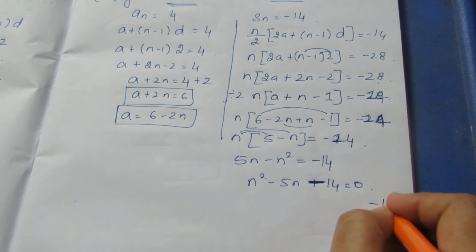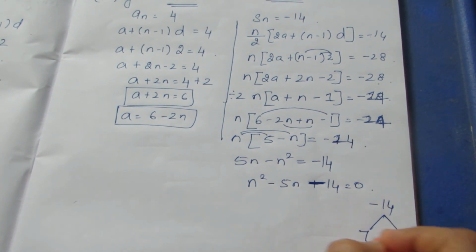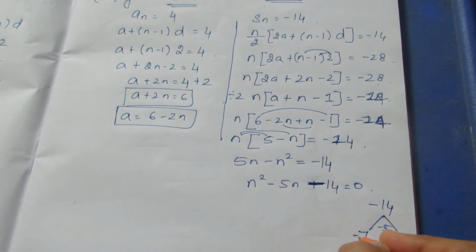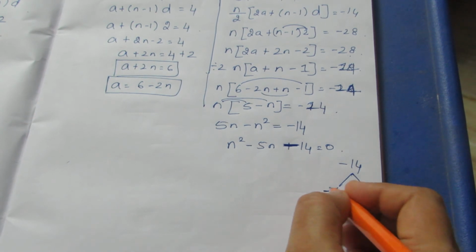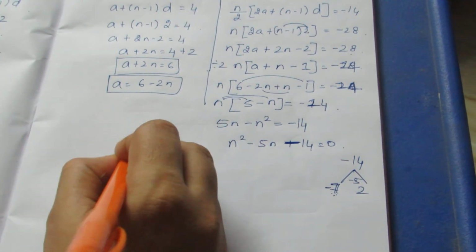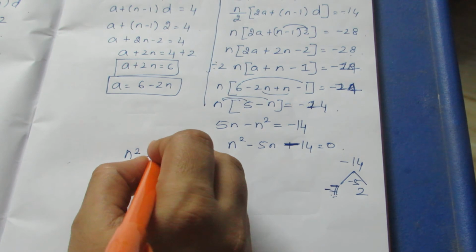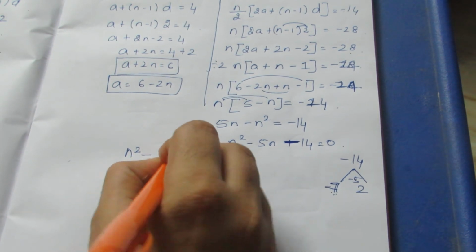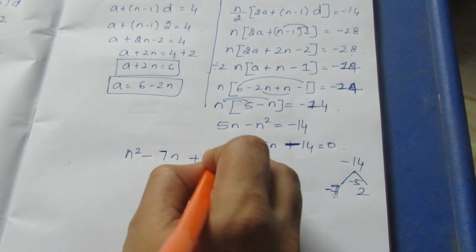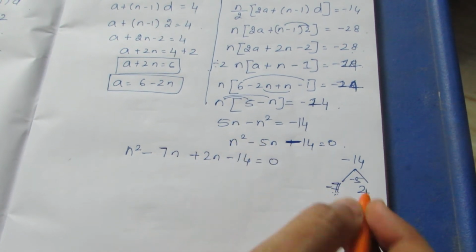Split 14. Splitting 14, I get 7 twos are 14 to get minus 5. Here put the sign to the greater number. The greater number here is minus 7. So write the equation as n square minus 7n plus 2n plus 14 is equal to 0.